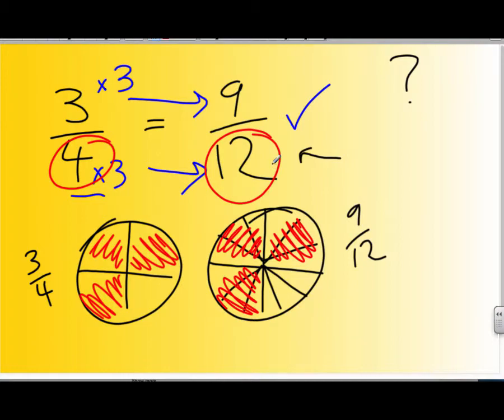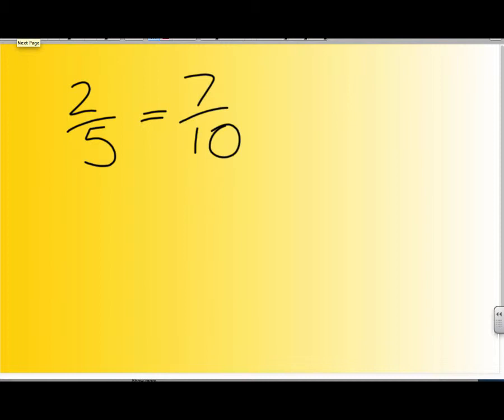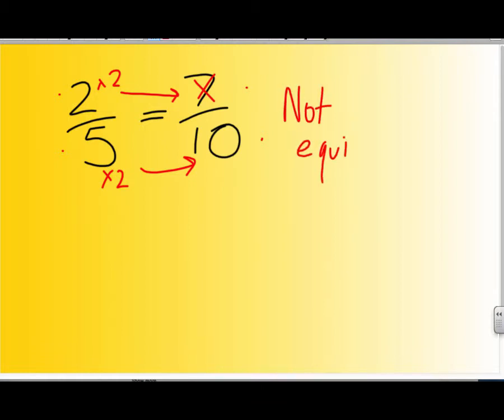Let's have a look at one that's wrong. Sometimes that's helpful. Look, 2/5 equals 7/10. There's got to be the same relationship between the top and the bottom. I can't even times 2 to get 7. How about 5 times 2 equals 10? Yeah, that works. But 2 times 2 doesn't equal 7, does it? That's wrong. That is not equivalent.